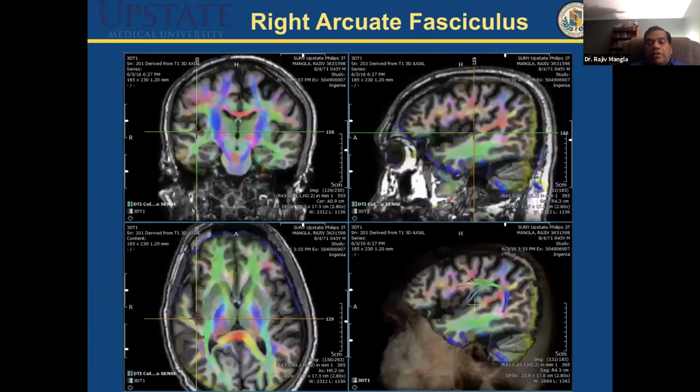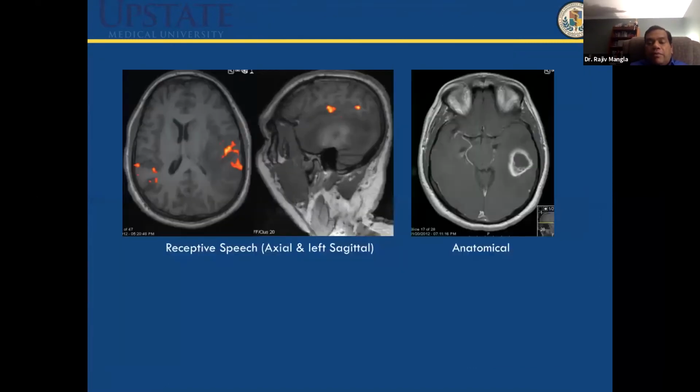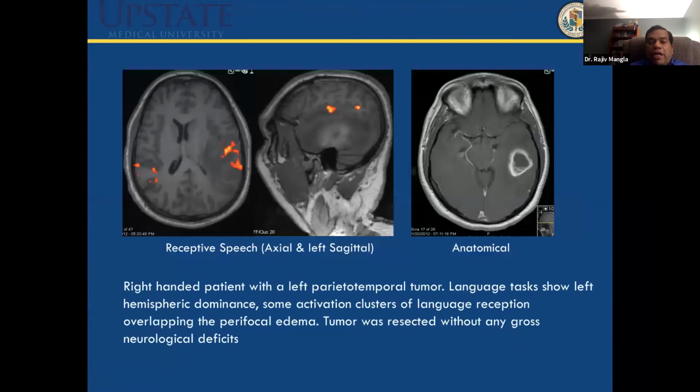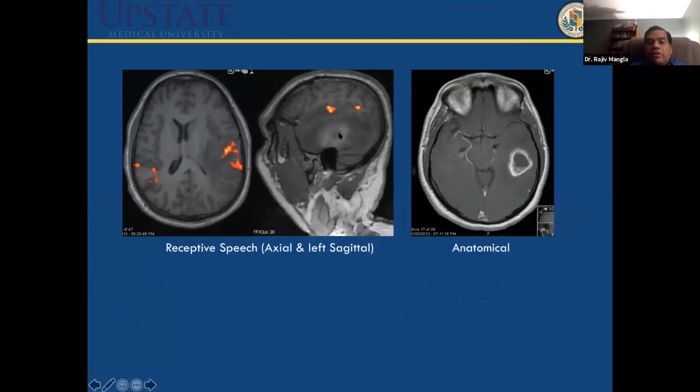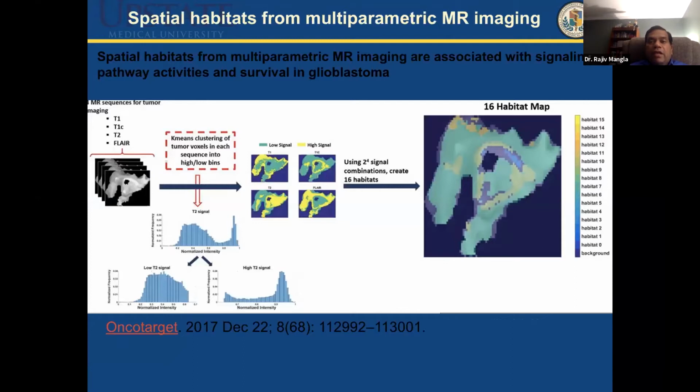And we can do functional imaging. We can do lateralization of the language or motor area, to see how far it is from the tumor. Here we can see the Wernicke's area is near, but the tumor can be resected. So these type of things are done nowadays, and I will leave it here.